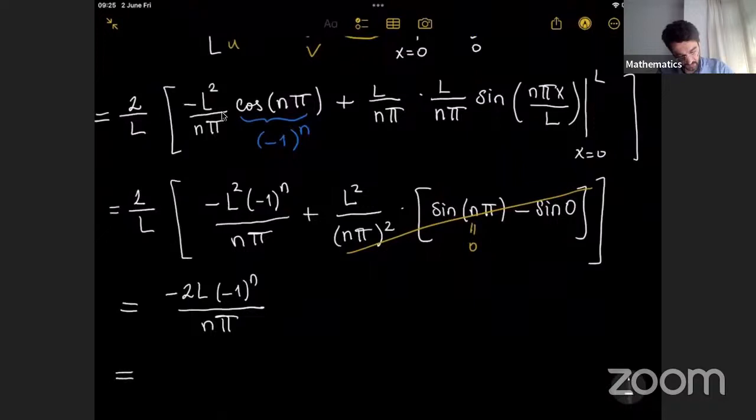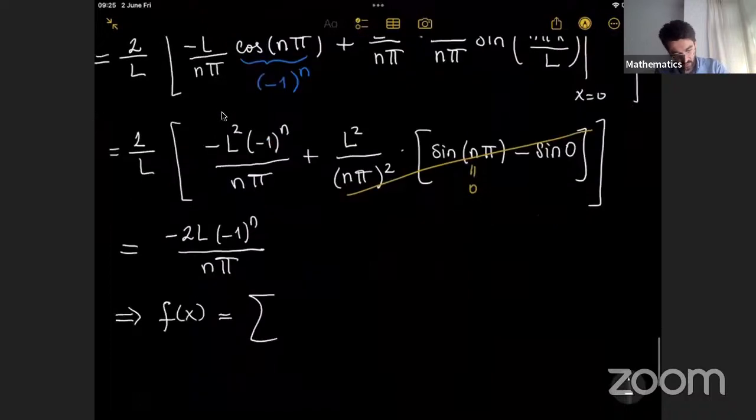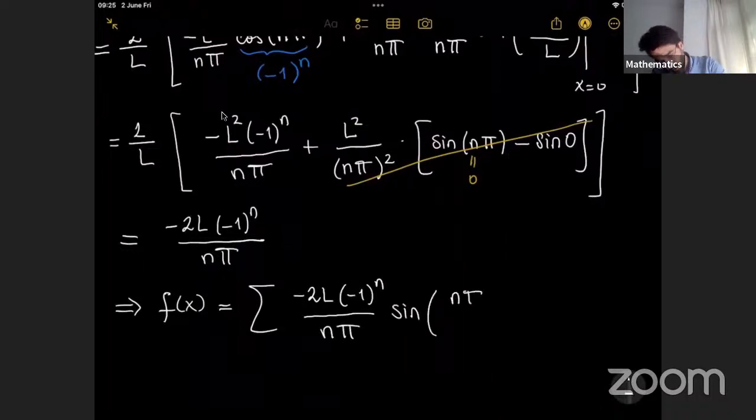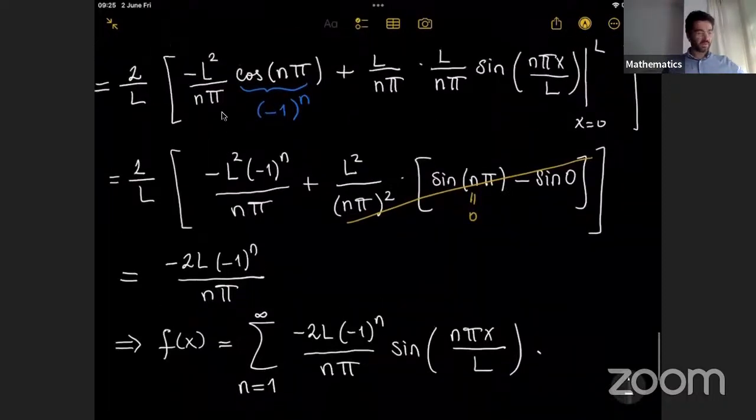So that means basically f of x is equal to, remember, it was Bn, which is minus 2L minus 1 to the n over n pi sine n pi x over L. N is from 1 to infinity. Okay, so this is the Fourier sine series of f of x. Any question, any comment with this?